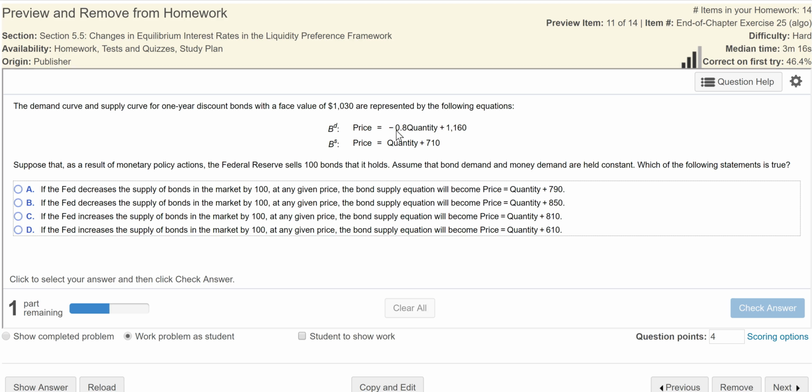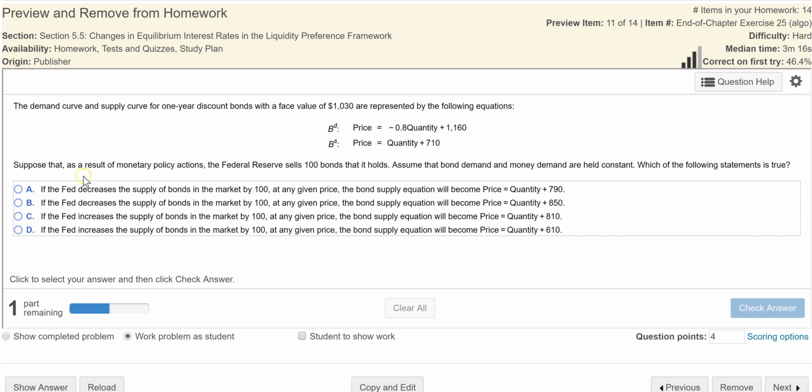So similar to that question, you have a negative sign here for the demand curve. That's because we have a downward sloping curve for the demand curve, and the supply curve here is price equals quantity plus 710. So you have a positive coefficient here, which is 1, and that's because the supply curve is positive sloped or upward sloping.